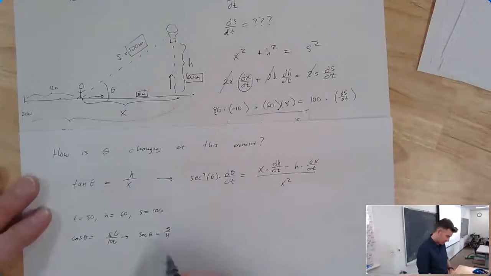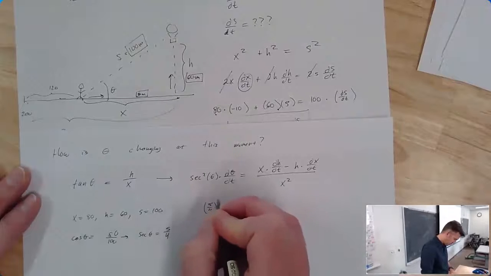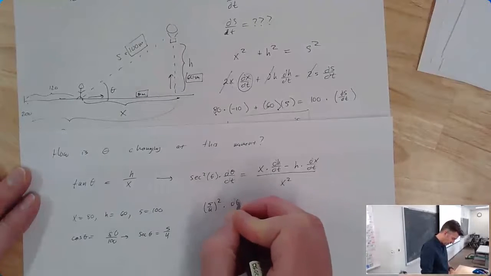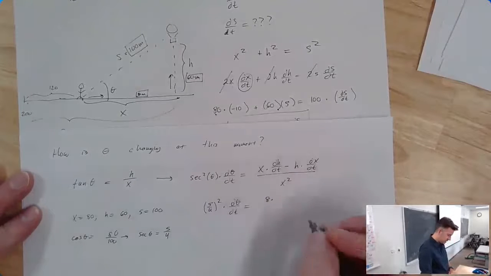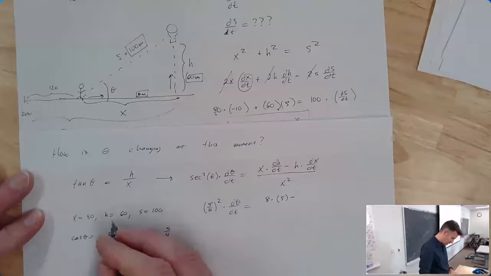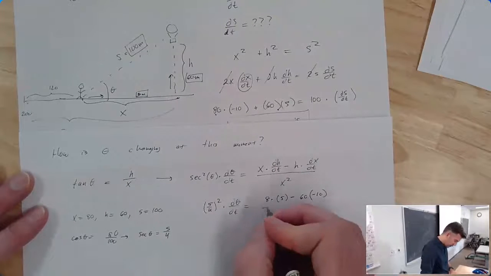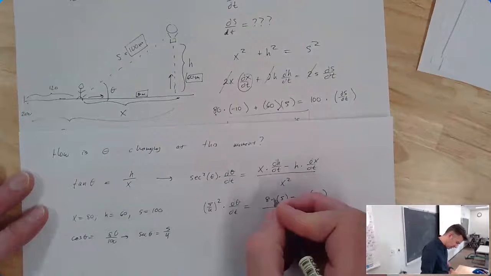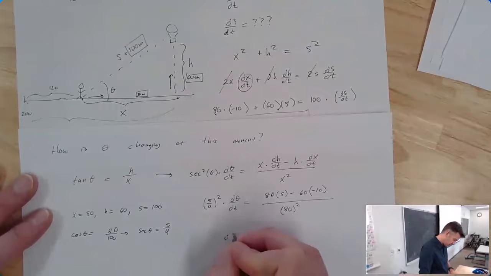So then plugging all this in, I've got 5/4 squared times the thing I want to find equal to, let's see, x is 80. dh/dt is positive 5. h is 60. And dx/dt is negative 10. And it's very important that we write it as negative 10 here. Over my x squared, which is 80 squared. So this would be an 80, not an 8.